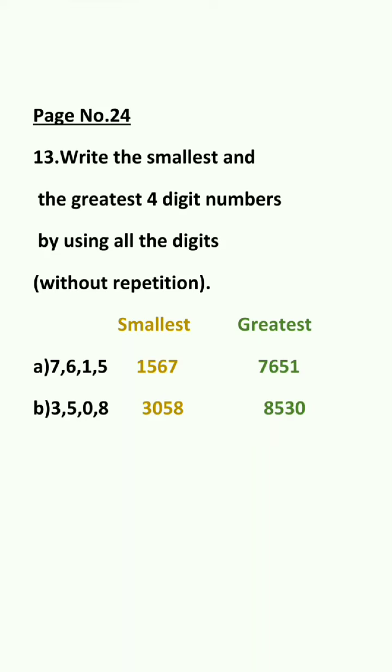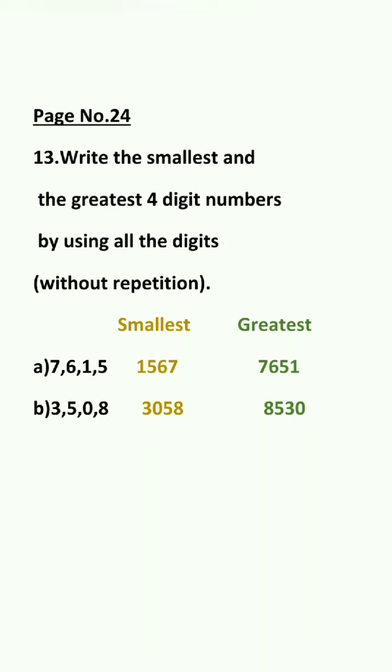So, the smallest 4-digit number will be 1567 and the greatest 4-digit number will be 7651, that is 7651. Now, question B. In this question, the 4 numbers are 3, 5, 0 and 8.